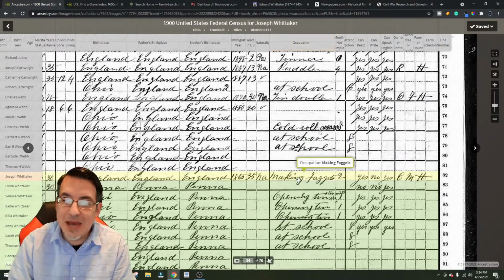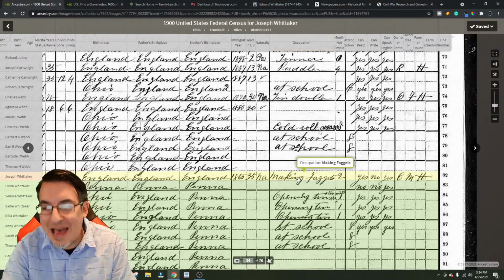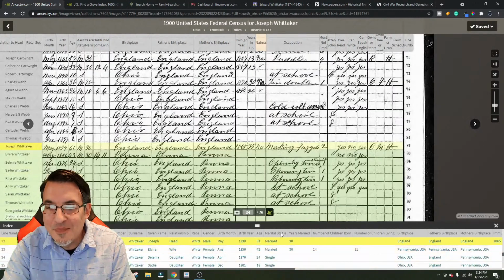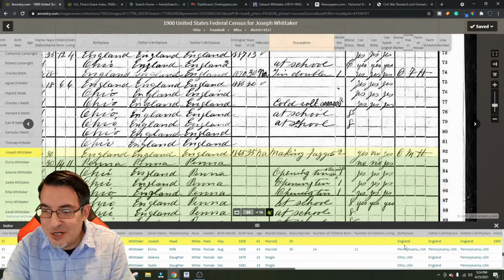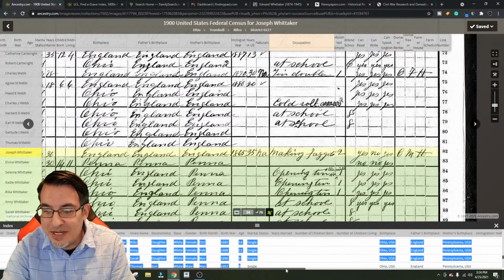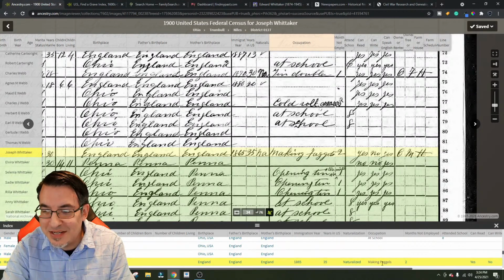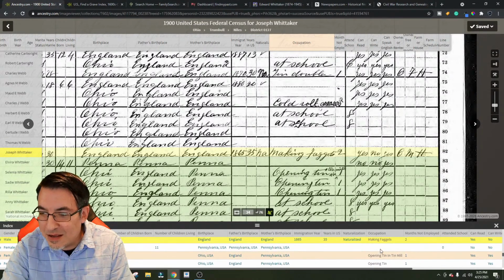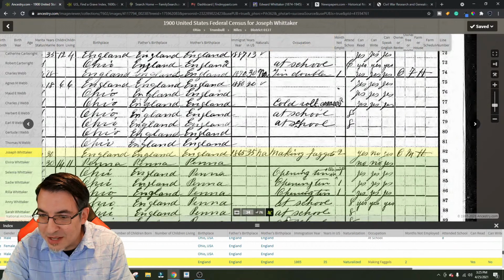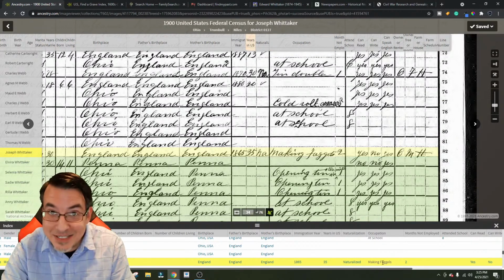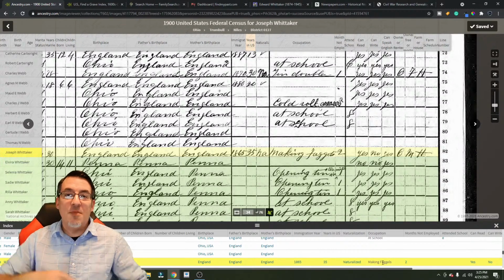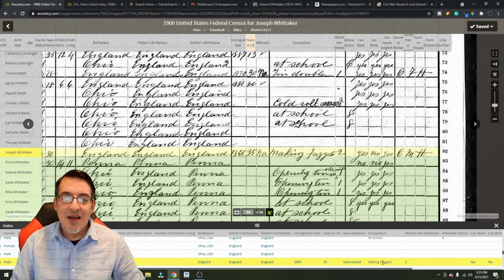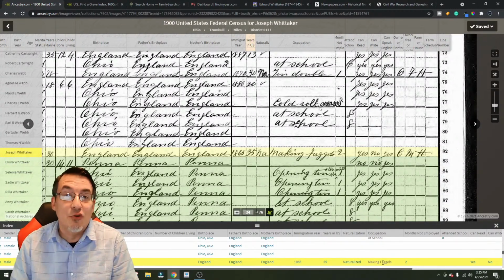Now, his occupation is making, this says fagels, but that's actually wrong. The person who transcribed this didn't know what they were doing and probably didn't want to type what it really is. And I should be able to submit a correction to this. He was actually making faggots. Faggot is a term for a bundle of sticks. In this case, it's a bundle of steel rods.